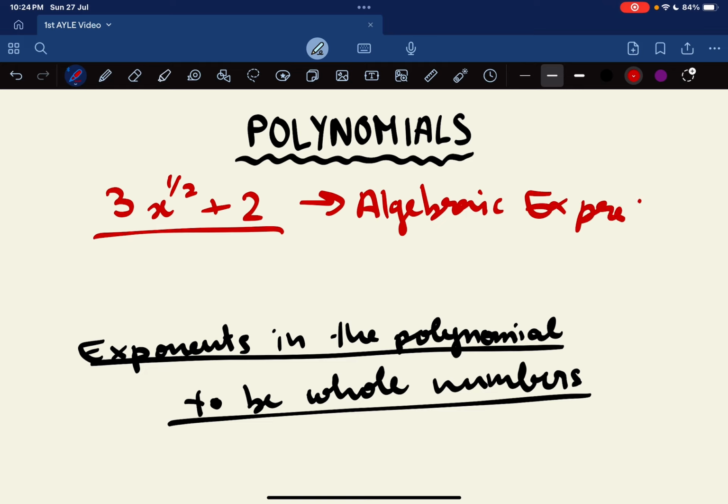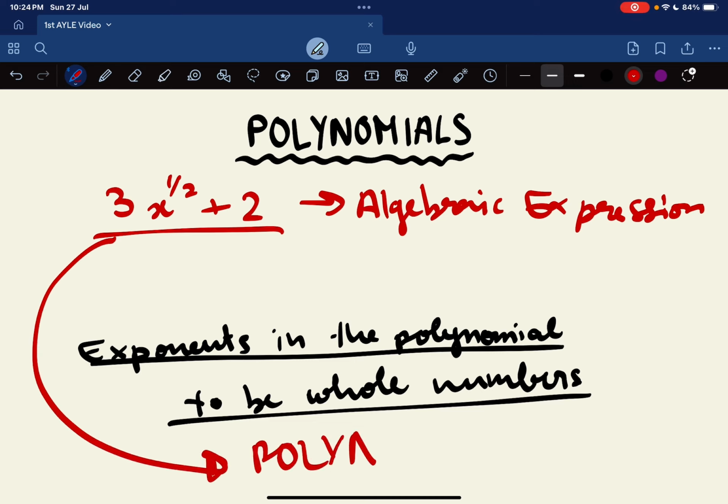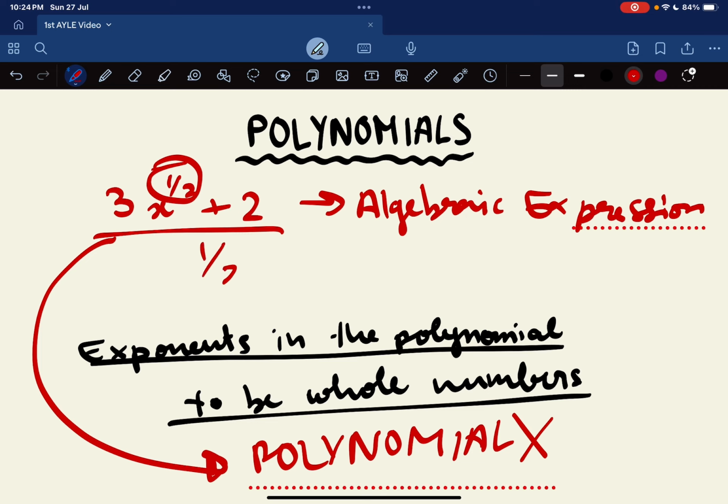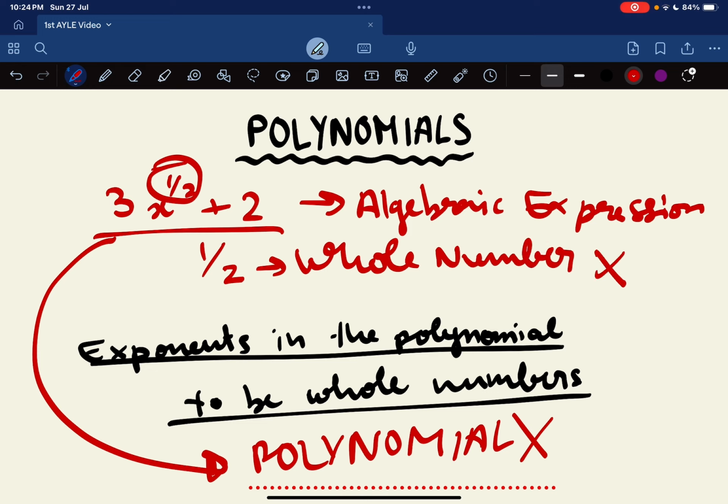But what it isn't is a polynomial. It's not a polynomial. Why? Because this exponent of x, a half, is not a whole number, is it? It's not a whole number. And basically, whole numbers are from 0, 1, 2, all the way to positive infinity. But here, this is not a whole number, and that is why it is not a polynomial.